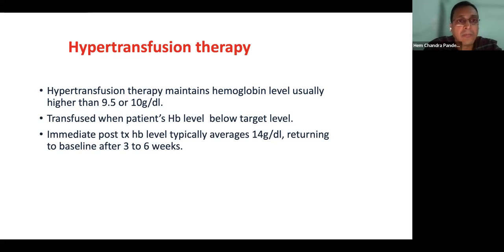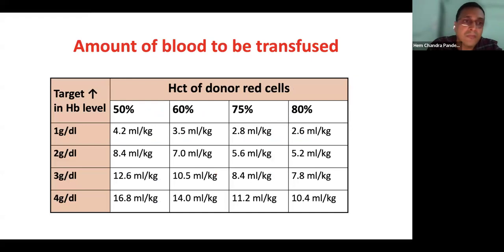Then transfusion therapy has to be maintained above 9.5 or 10 grams. So whenever a child's hemoglobin comes down to 9.5 or 10, we need to start transfusion. And we need to see that the typical post-transfusion hemoglobin is above 14 grams. Usually it returns to baseline in 3 to 6 weeks, depending on the child. However, this is a rough guide to identify how much blood to be given.